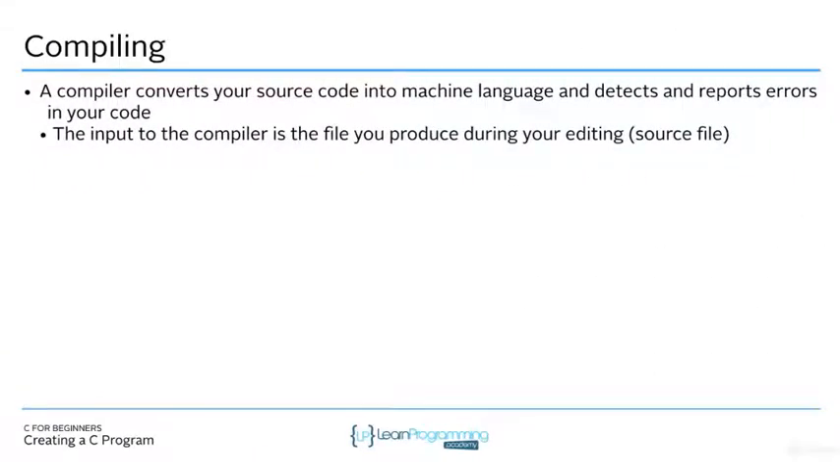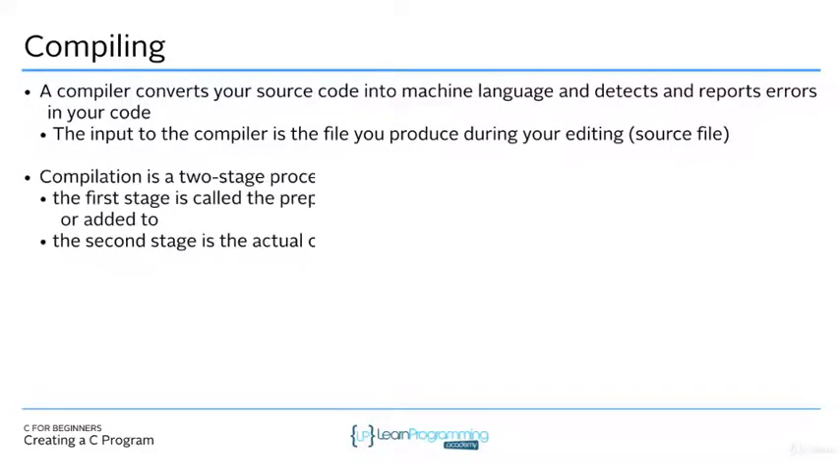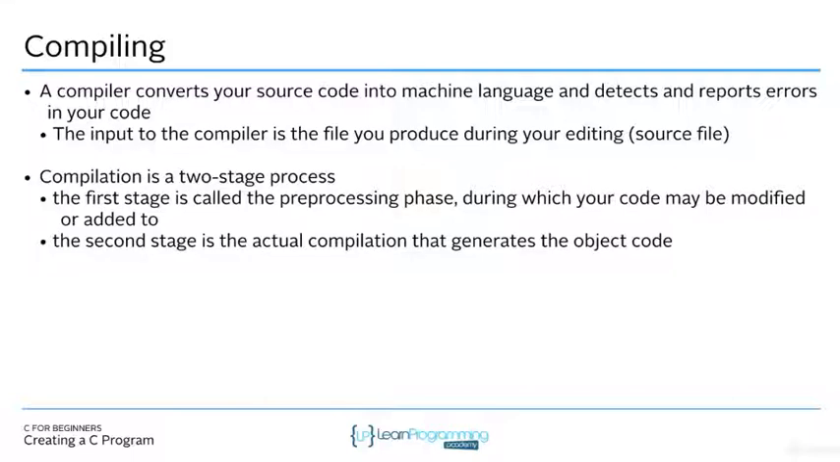Compiling, we know what a compiler does. It takes that high-level language code and converts it to machine language, and it also detects and finds errors in your code. After you edit your code, you're going to run the compiler. The input to the compiler is going to be all of your source code, all of your .c files, everything that you're editing. Again, a C program can have many source files, but the input to the compiler is these source files.